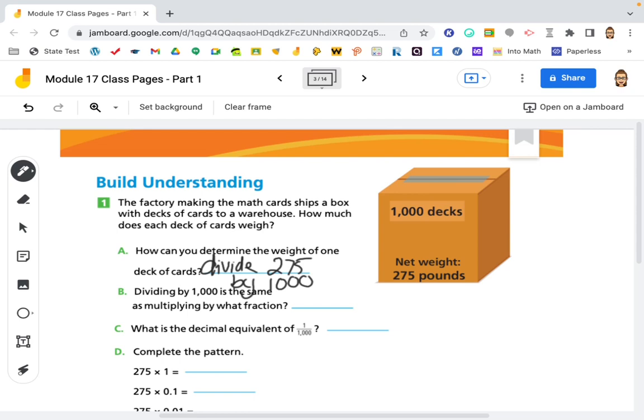So dividing by 1,000 is the same as multiplying by what fraction? Well, it would be the reciprocal, which would be 1/1,000. So what is the decimal equivalent of 1/1,000? Well, it would look like that. So complete the pattern.